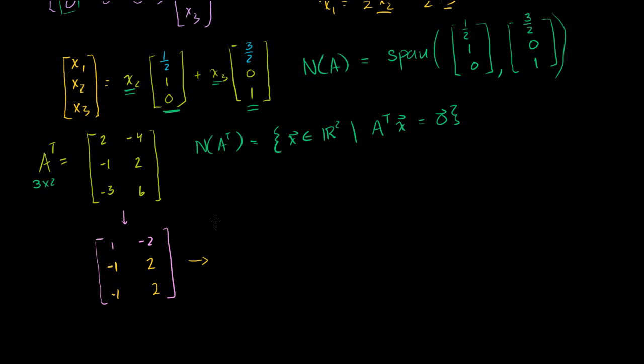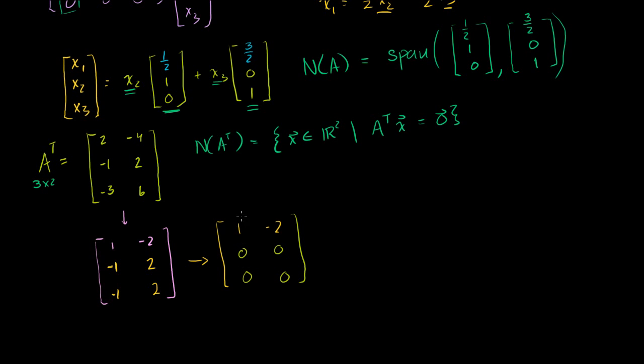And now, let me keep my first row the same, 1, minus 2. And now let me replace my second row with my second row plus my first row. So minus 1 plus 1 is 0. 2 plus minus 2 is 0. So you get some zeros. I'm going to do the same thing with the third row. Replace it with it plus the first row. Once again, you're going to get some zeros.